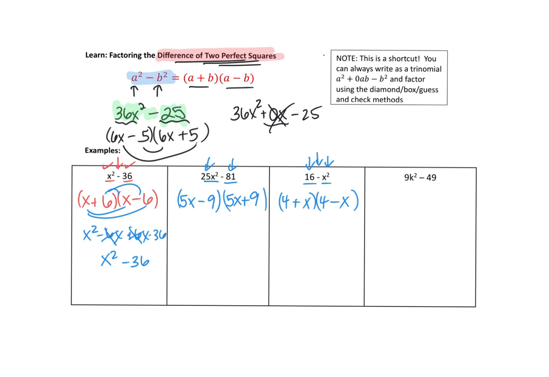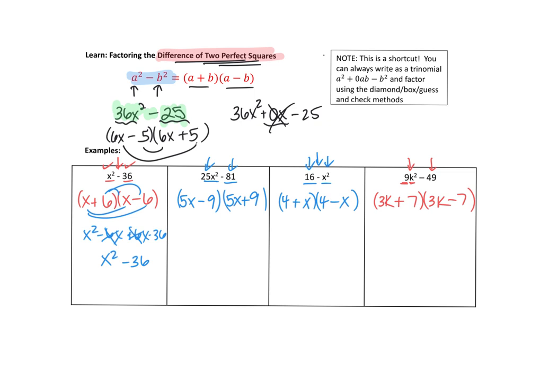Okay, and then finally, again, perfect square, 9 and k squared are perfect squares. 49 is also a perfect square. So I'm going to do the square root of 9, which is 3, square root of k squared is k, so 3k and 3k. Square root of 49 is 7, and then it's plus and minus. So you just factored all of those using a little shortcut called the difference of 2 perfect squares.